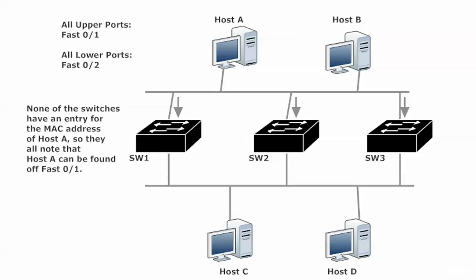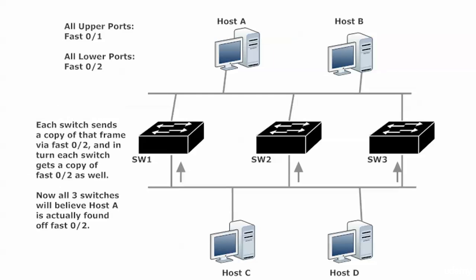if they've just been turned on, which is another assumption we're going to make through the miracle of technology, they will flood the frame that is destined for host C because we are assuming they do not have an entry for said host. So you can see that we already end up having trouble with this particular topology because each switch is going to send a copy of that frame out their FastEthernet 0/2 ports. So what happens? Each switch ends up getting a copy sent by a neighboring switch, and the problem is the source MAC address for that is still going to be host A. So now all 3 switches believe host A is actually found off FastEthernet 0/2.